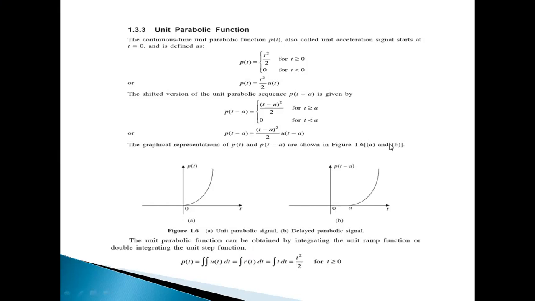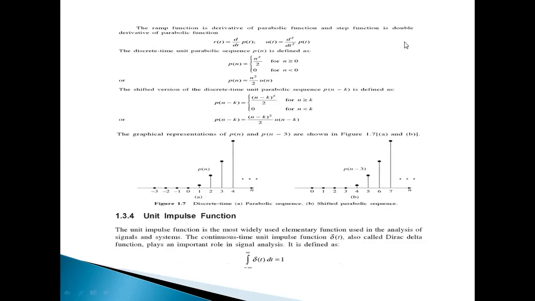Okay, my dear students. Now coming to the same thing as shown in the discrete time function. See, the ramp function is the derivative of the parabolic: r of t is equal to d by dt of p of t, or mu of t is equal to d square by dt square of p of t. So d by dt of x of t is nothing but velocity here, and d square by dt square is the acceleration. So p of t, if I take, is acceleration.